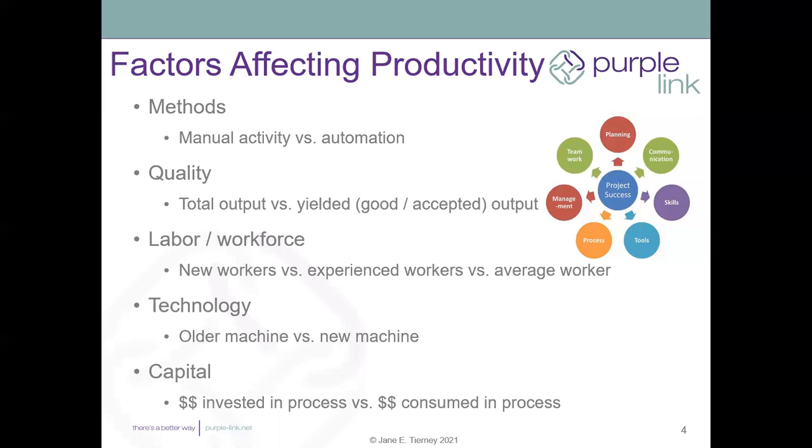That machine is not going to be able to produce as many items per hour or per shift as a new machine that is designed to be faster, more accurate, to set up more quickly, and to be able to switch out jobs much more quickly. So the technology involved can affect your productivity as well. And finally, the capital. So the amount that you invest in your process can vary a lot.